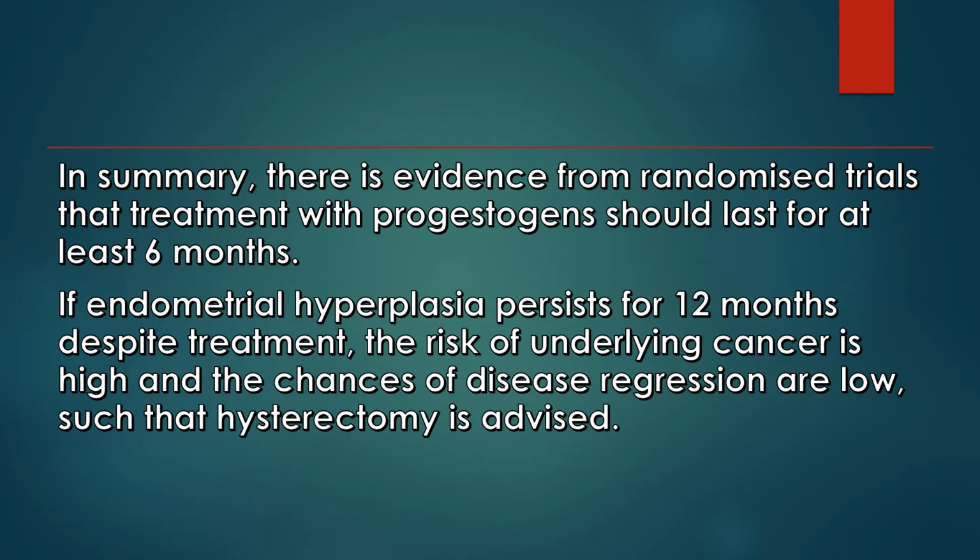In summary, there is evidence from randomized trials that treatment with progestogens should last for at least 6 months. If endometrial hyperplasia persists for 12 months despite treatment, the risk of underlying cancer is high and the chances of disease regression are low, such that hysterectomy is advised.